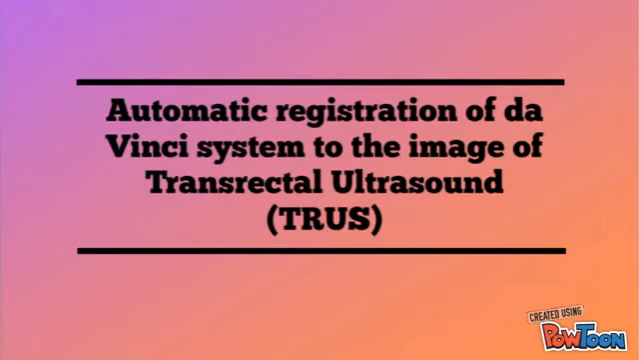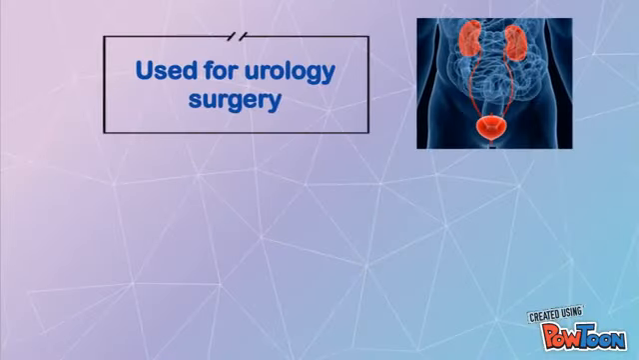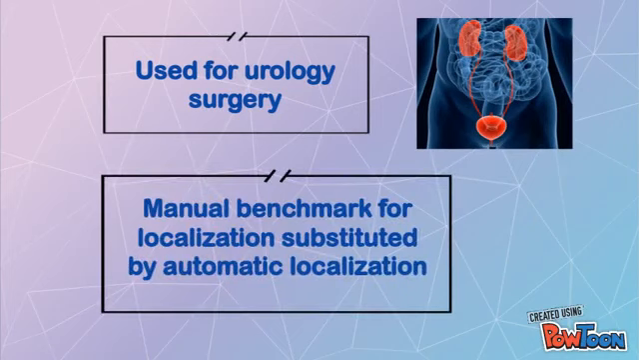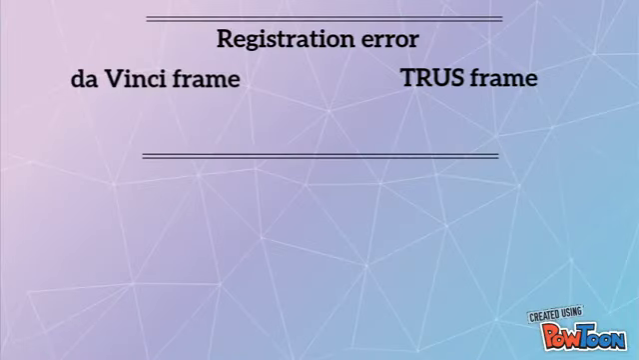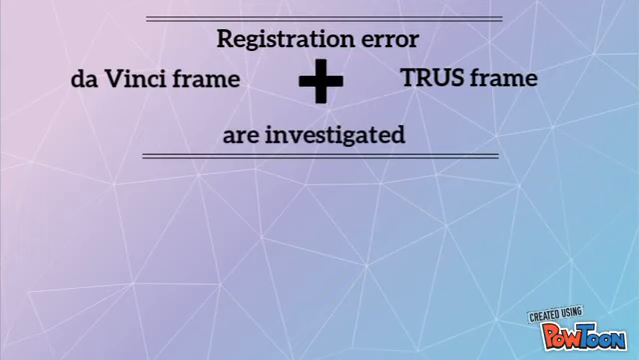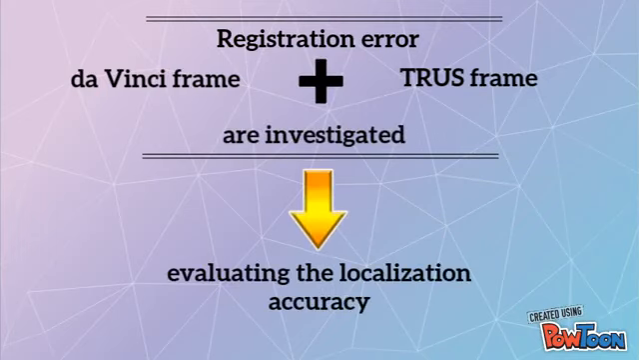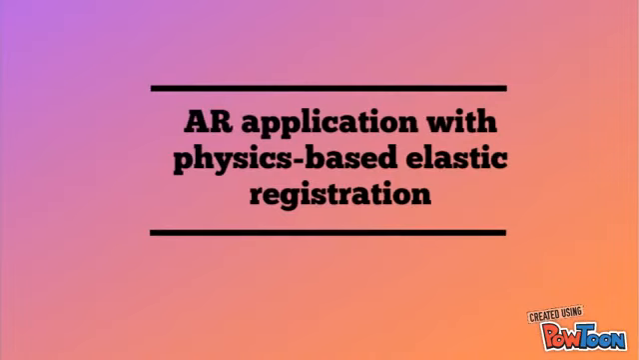First is automatic registration of the Da Vinci system to the image of transrectal ultrasound. This system is used for urology surgery, and the manual benchmark for localization is substituted by an automatic localization method. The registration error between the Da Vinci frame and the truss frame is investigated for each test case, followed by evaluating the localization accuracy. Second is an application with physics-based elastic registration.